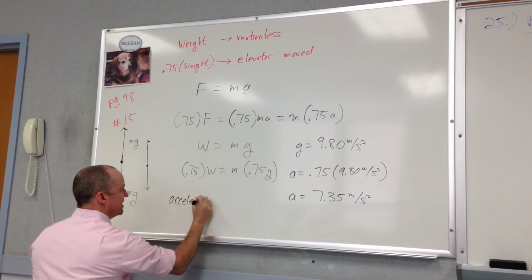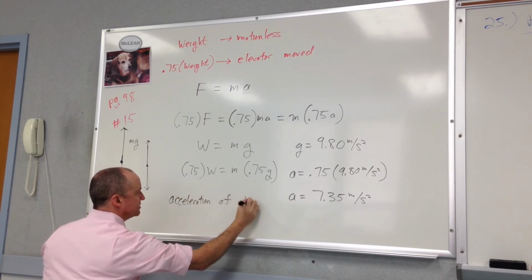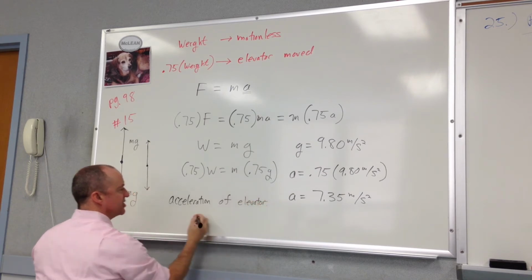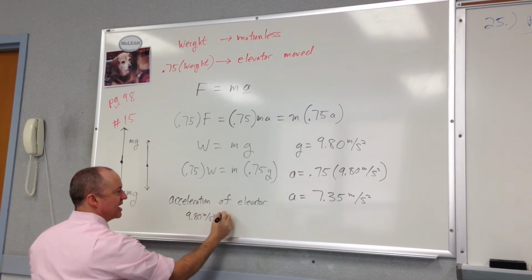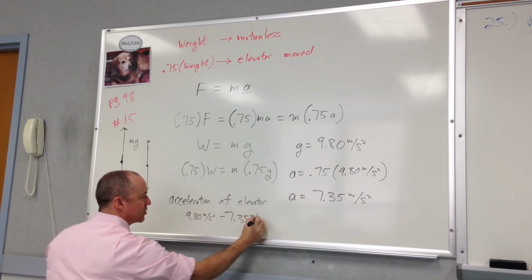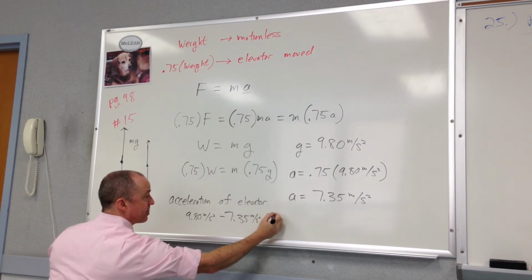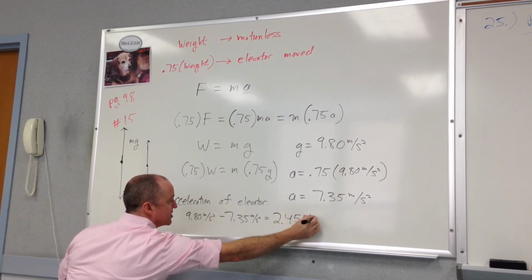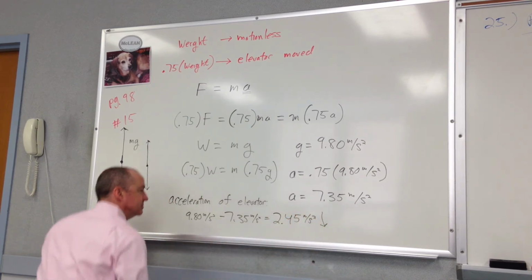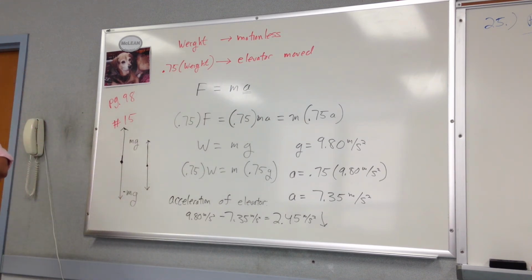So where are you guys getting that? 9.8 minus 7.35. The actual acceleration of the elevator is 9.80 meters per second squared minus 7.35 meters per second squared, and it is 2.45 meters per second squared, and we said the elevator was going downward. That's its acceleration vector. Any questions on that? No, sir. The hard part about that is they gave you no numbers to deal with. None at all.